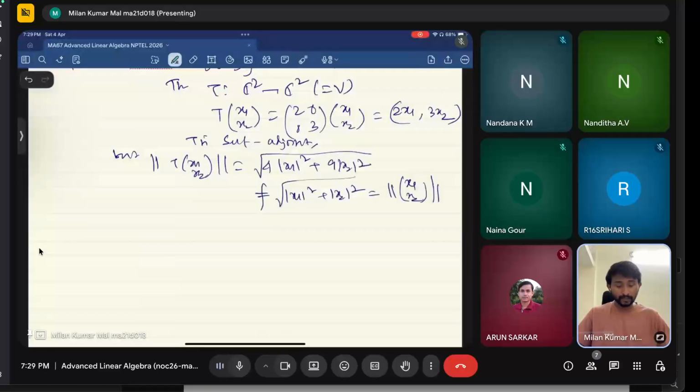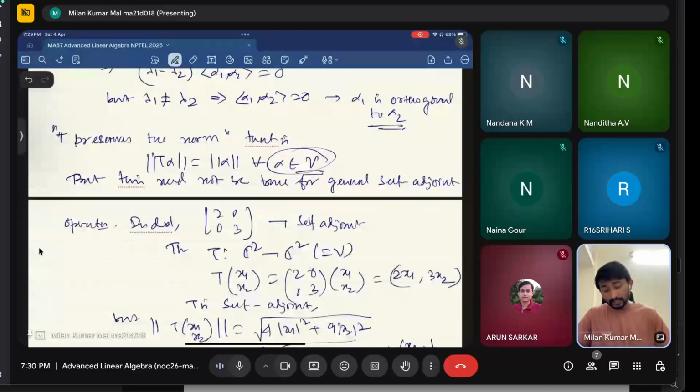What is meant by norm preserving? It means the norm of T alpha equals the norm of alpha, and that should be satisfied for all alpha. An operator which has the norm preserving property is called a unitary operator, or isomorphism. So this statement is false, so as an option it is the correct option.